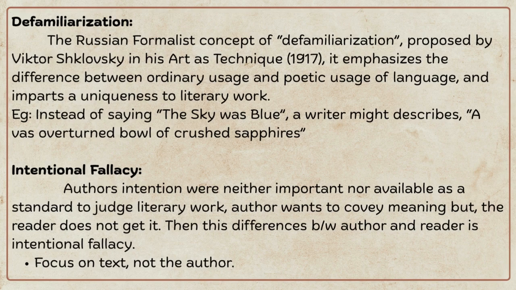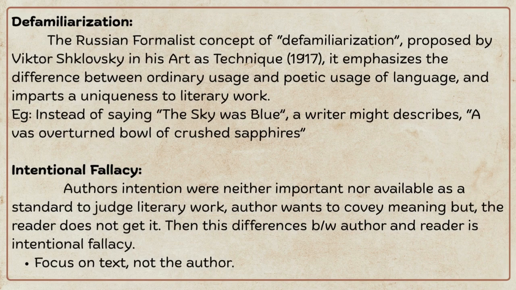For example, instead of saying the sky was blue, a writer might describe that a vast overturned bowl of crushed sapphire. So sapphire means a blue gemstone. So okay, defamiliarization means it emphasizes the differences between ordinary usage and a poetic usage of a language.